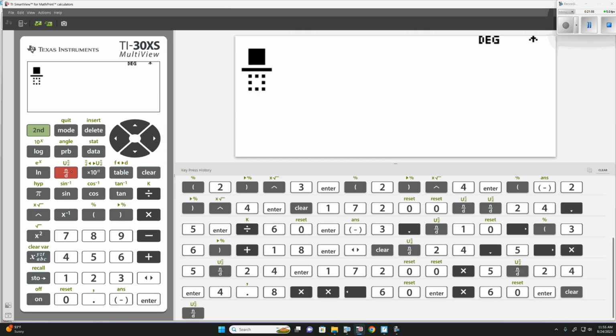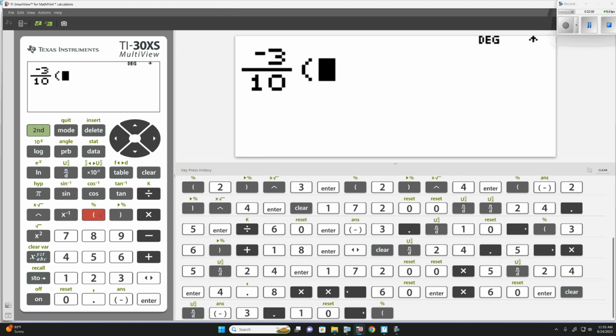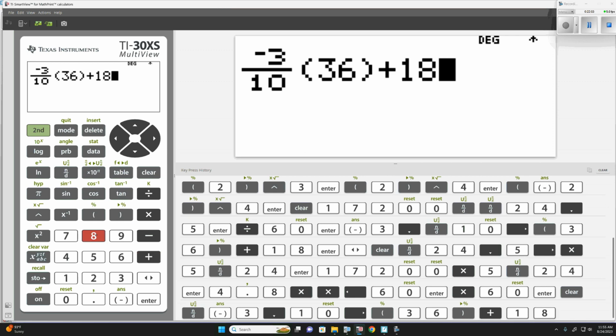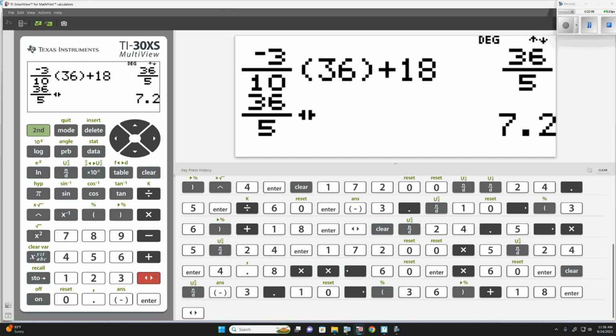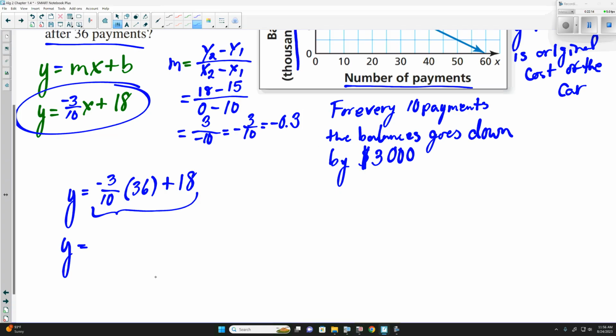Clear that out. Negative 3/10 times 36 plus 18 is 36/5, which is approximately 7.2. So we find out the remaining balance is 7.2, but again, this is in terms of thousands. So it'd be $7,200 is left after 36 payments.